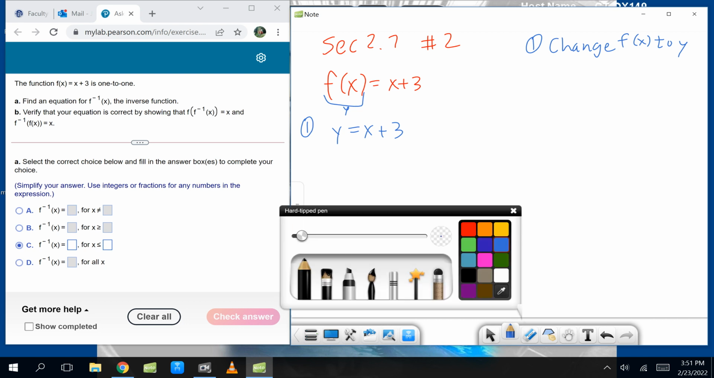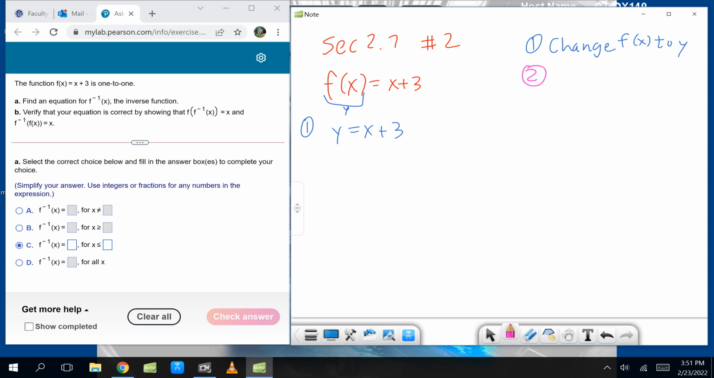And then we'll get a new color here, this nice fuchsia color. We're going to swap x's and y's. All right, we're going to swap x's and y's. So for step 2, everywhere we have a y, we write an x. Everywhere we have an x, we write a y. And if you have x squared minus x, you put y squared minus y. You change every x to y and every y to x.